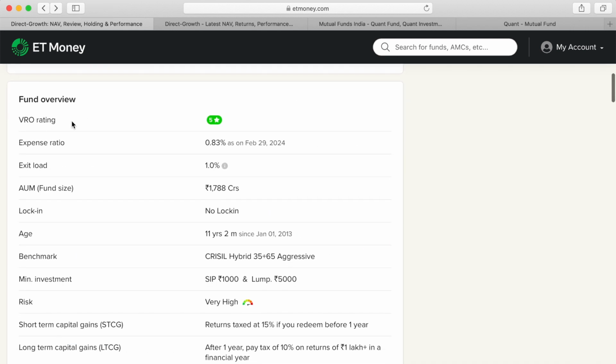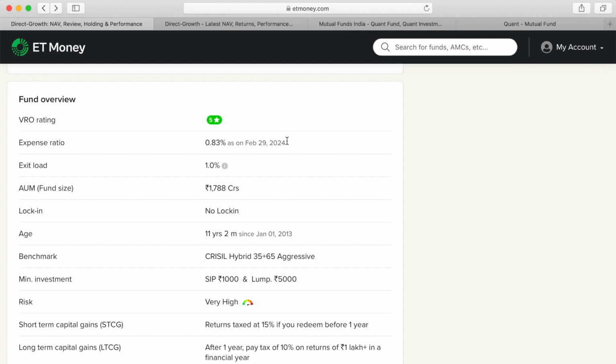Let's start with some basic information. The Value Research Online rating of this mutual fund is 5-star. It is given based on its risk and return ratio. The expense ratio associated with this fund is 0.83% as on February 29, 2024. This is something that we have to always look into before we choose any mutual fund to invest in. This expense ratio really matters. If the expense ratio is higher, your investment return will be less because this expense ratio is charged on a daily basis by the AMC without you knowing it.